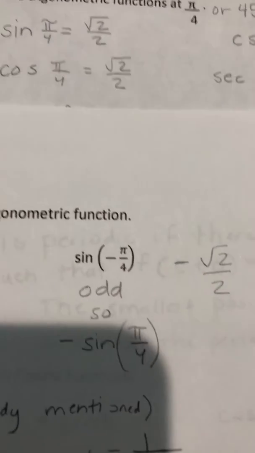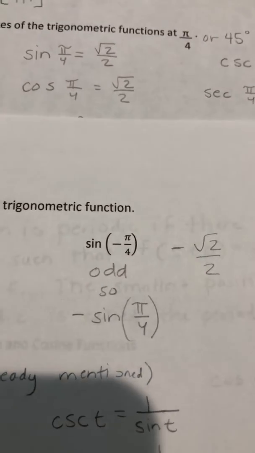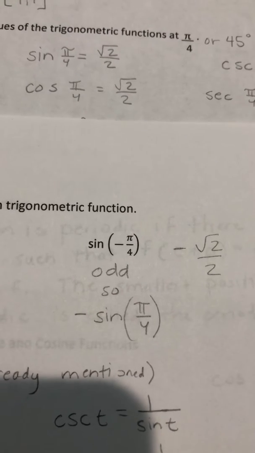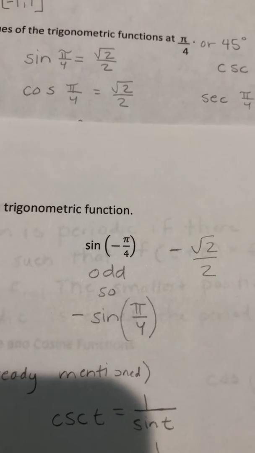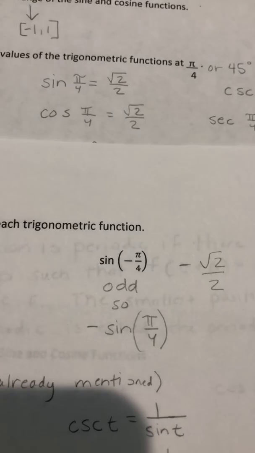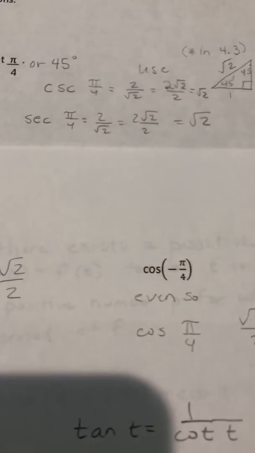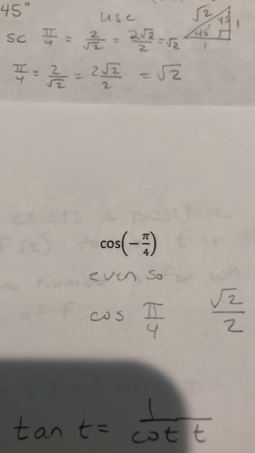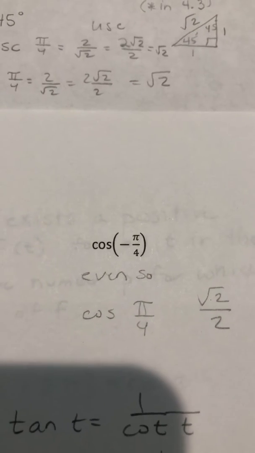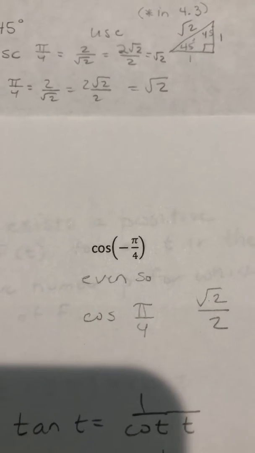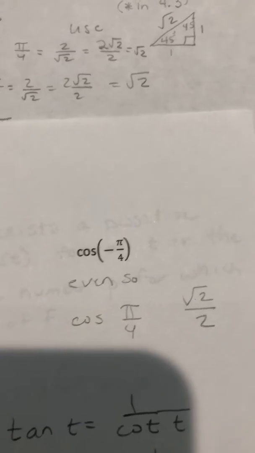If you want the sine of negative pi over 4, it's an odd function, so it would be the opposite of the sine of pi over 4, which we found on the previous page. So it's negative radical 2 over 2. If we want the cosine of negative pi over 4, it's an even function, so it would be the same as the cosine of pi over 4, which we found on the previous page. So it's radical 2 over 2.